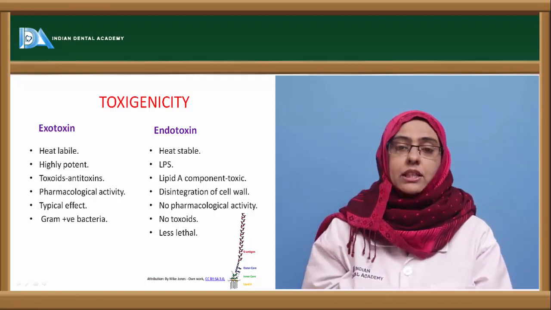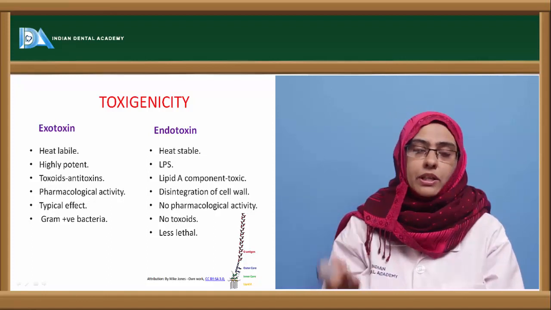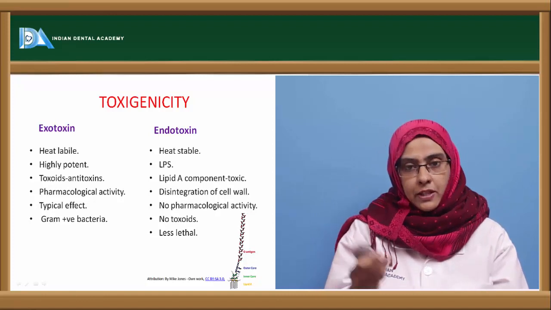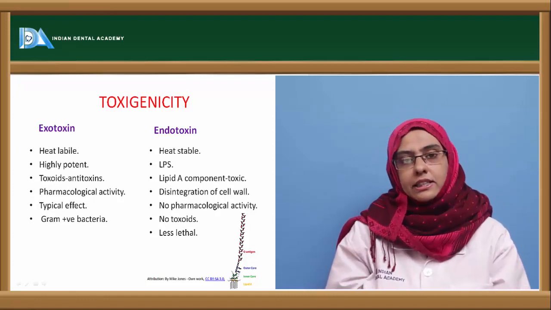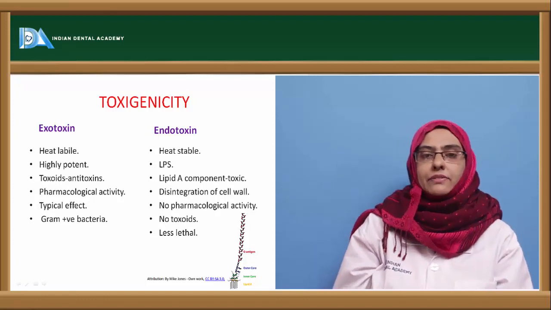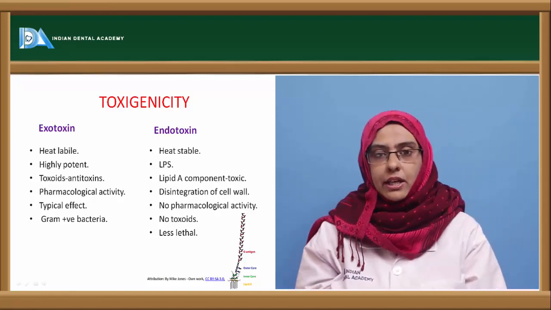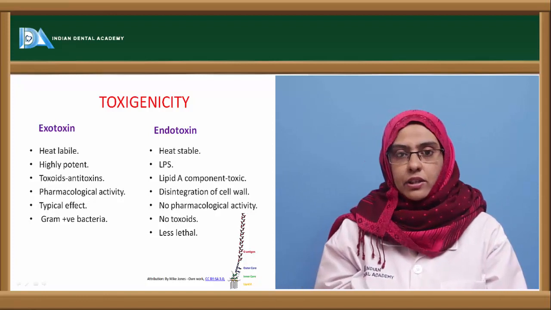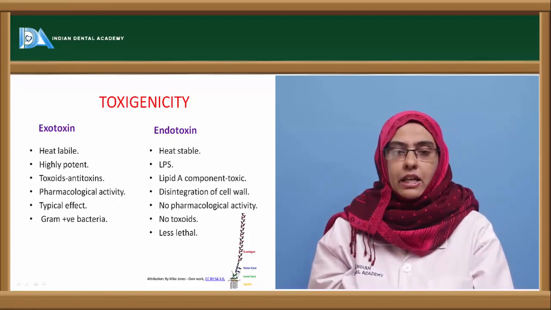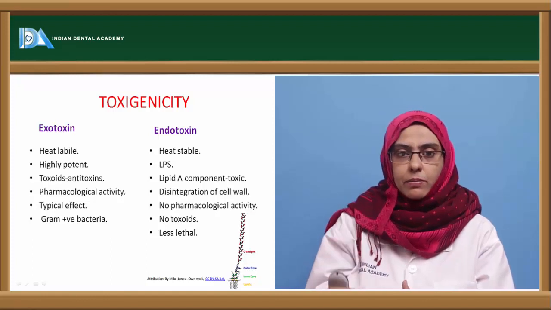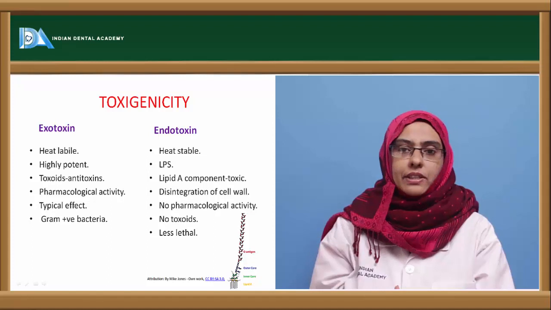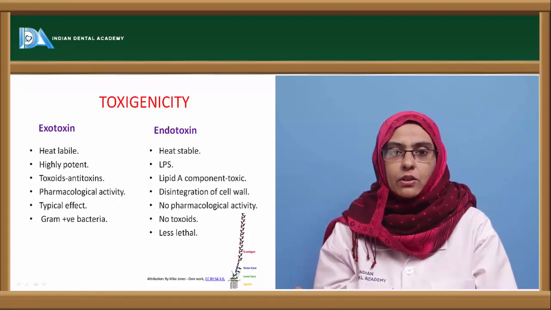Toward these toxins, our human body responds by producing antibodies which are called antitoxins. So toxinogenicity: different organisms have the ability to produce different types of toxins. Based upon that, you can classify them as exotoxins or endotoxins. Endotoxin is a component of the organism itself. When the organism dies, it releases this component, and this has the pathogenic property to cause infection in the human body. So they are called endotoxins.